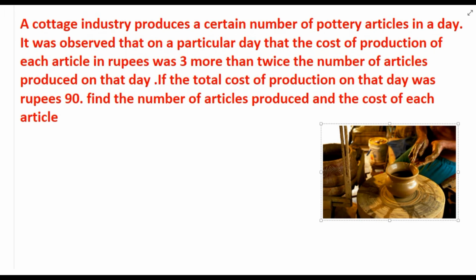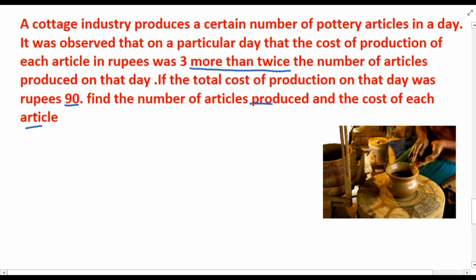So next question, a cottage industry produces a certain number of pottery articles in a day. It was observed that on a particular day the cost of the production of each article in rupees was 3 more than twice the number of articles produced on that day. If the total cost of the production on that day was rupees 90, find the number of articles produced as well as the cost of each article.